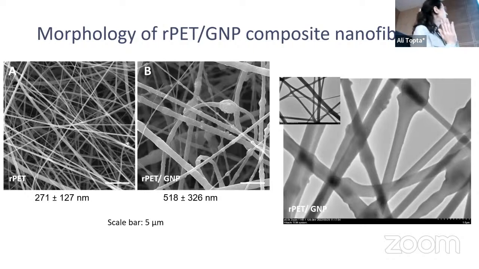And here in the SEM images, we can see that the average diameter for the recycled PET nanofibers was around 271 nanometers, while it increased to around 500 nanometers with 10% graphene incorporation in the solution. And here you can see, both in the SEM images and TEM images, that graphene distribution is visible in the nanofibers, and in some parts there are agglomerations of the graphene nanoplatelets.